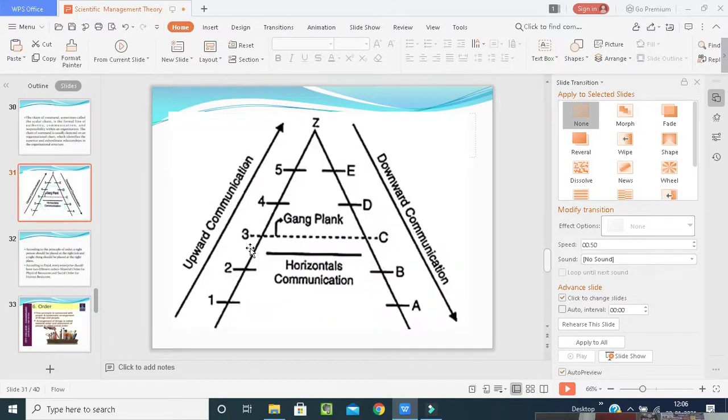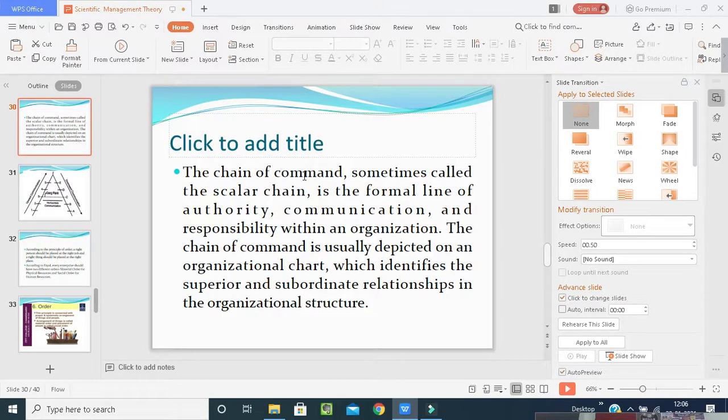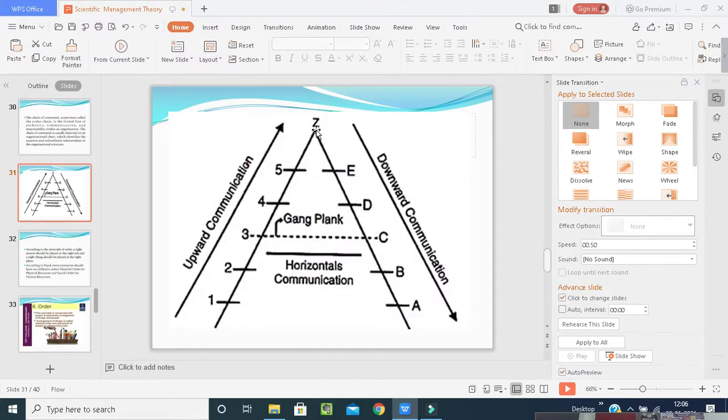If you see here, this is a low-level manager and this is the top level. 1, 2, 3, 4, 5. Communication goes upward and downward, from Z down to E, D, and from A, B, C, D, E upward. And sometimes there is horizontal communication. In case of emergency, this person should inform this person, who should inform the next, and so on, and finally inform the boss. Again it will come downwards this side.